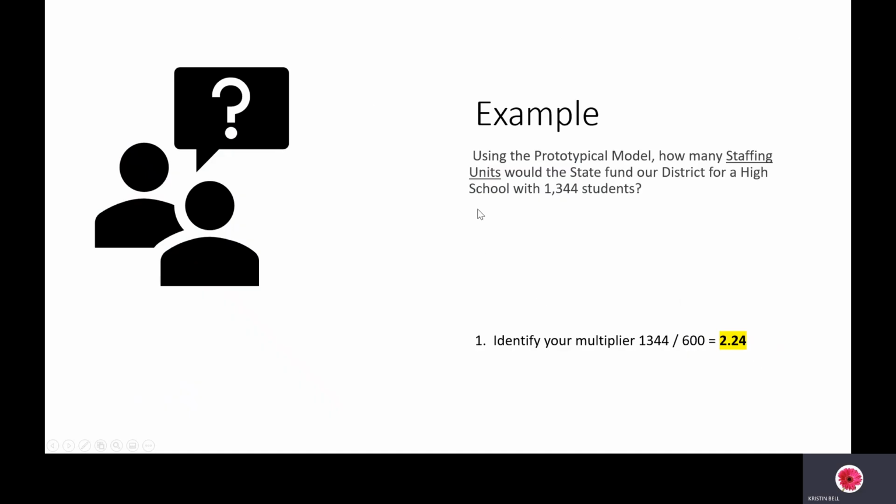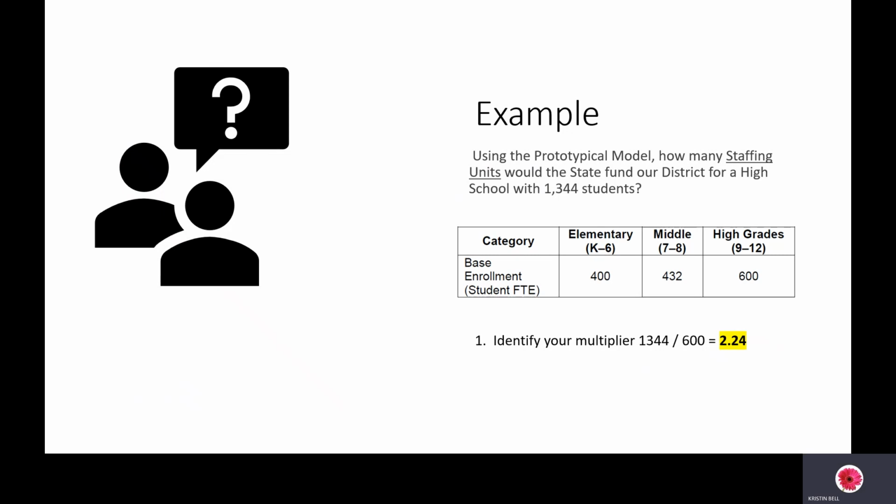So if we're going to use an example here, if I was going to identify how many staffing units the state would fund our district for a high school with 1,344 students, given that slide I just showed. So the first thing you want to do is identify your multiplier. So we know if this is a high school we're talking about, and we're saying there's 1,344 students. So we would take 1,344 and we would divide that by 600, which gives us a multiplier of 2.24 for this particular high school.